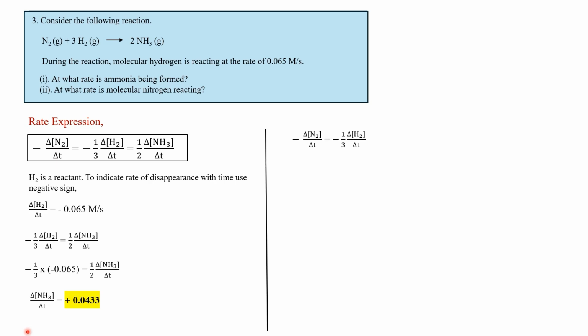Part 2. For part 2, we can pick nitrogen and hydrogen. Again, for the hydrogen concentration, we can apply negative 0.065. Then you can see 0.065 divided by 3 is negative 0.0217. This is negative because nitrogen is a reactant. It is decreasing concentration with time.